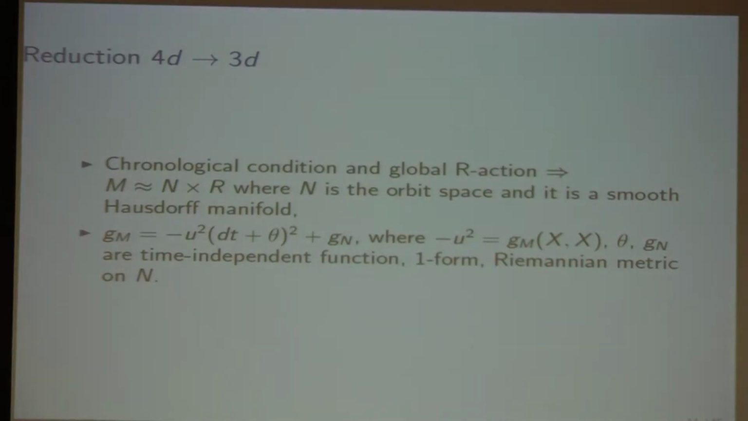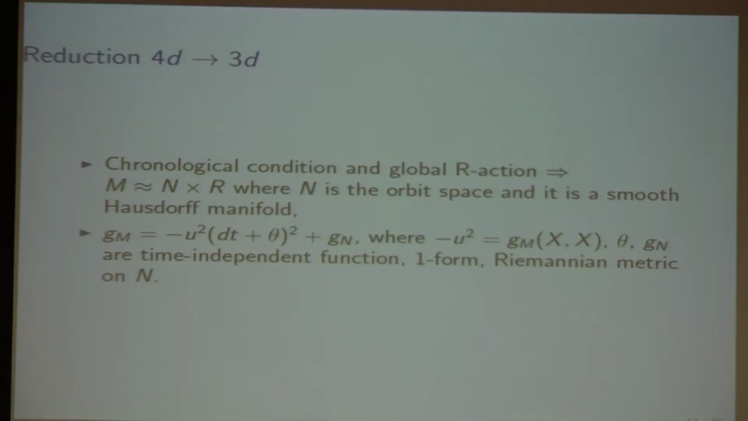If we have a global R action, then these two conditions together imply the space-time has a reduction from 4D to 3D. In this case, the space-time is diffeomorphic to N cross R, where N is the orbit space. Because we have the R action, you have an orbit space. It is a smooth Hausdorff manifold. R is just the real line.